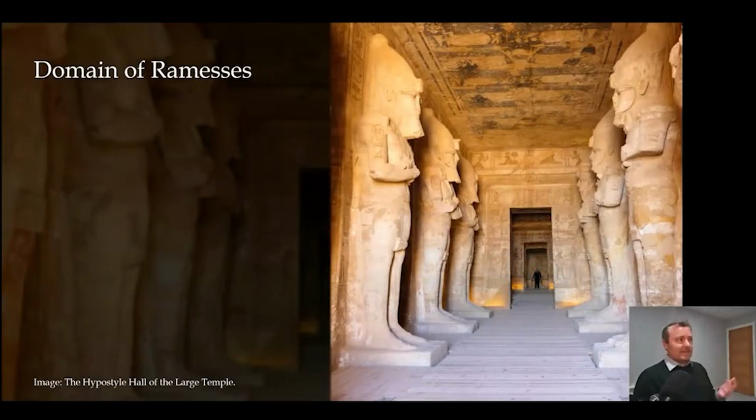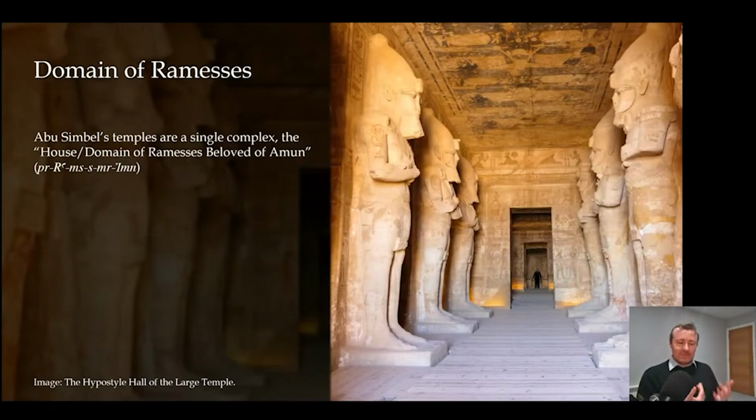It's cool. One thing to kind of bring this all together is that the two temples of Abou-Simbel, the little temple of Nefertari and Hathor, and the larger temple of Ramesses and Ra-Horakhti, etc., they are technically one temple complex, and it is called the House or Domain of Ramesses, the Beloved of Amun. This seems to be sort of Ramesses kind of creating a new sacred center in Nubia, dedicated to him, to other gods, and to Nefertari at this particular location.